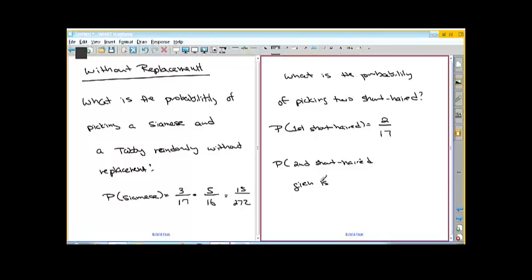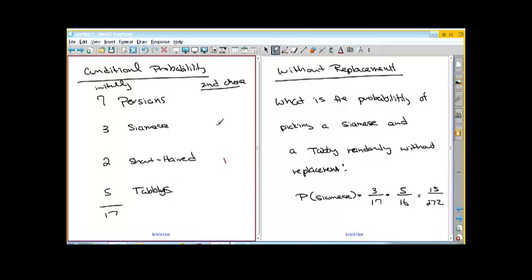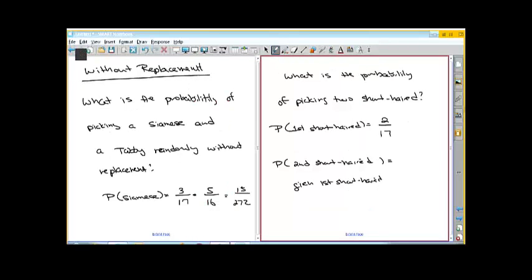given the first short-haired, well, we pick a short-haired, so there's going to be one of those left over. There'll still be the same number of the other ones. So again, the total number of cats is reduced by 1, but not only is the denominator in the second probability changed, the numerator is changed too. So instead of 2/17, we have 1/16.